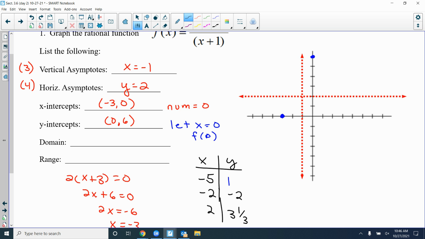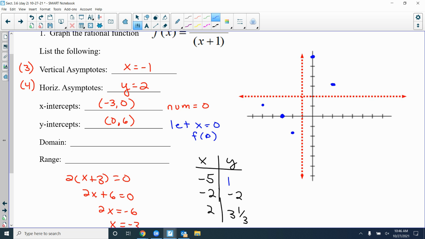No, I don't know what I did. Horizontal okay. It's okay. We know that, and the vertical. All right, so I got -5, 1. -2, -2, and then 2, 3 1/3 or 10/3. All right, you have enough with what you know about asymptotes and what you know about the graphs to finish this off.